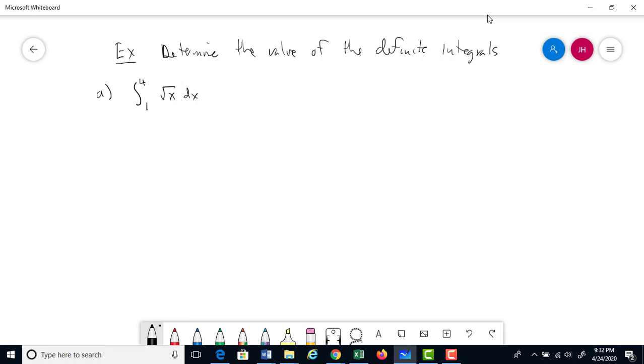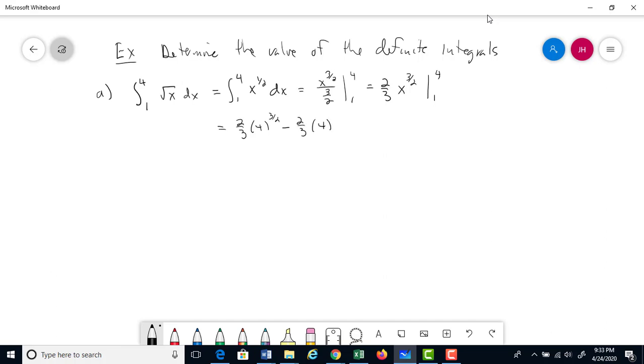All right, so this is the integral from 1 to 4 of x to the 1/2 dx. The reason I'm doing that is because I have to take its antiderivative. The antiderivative of x to the 1/2: you add 1 to that power, so it's going to be 3/2, divided by 3/2, so x to the 3/2 divided by 3/2, evaluated from 1 to 4. So this is 2/3 x to the 3/2 evaluated from 1 to 4. Plug in the top first: 2/3 times 4 to the 3/2 minus 2/3 times 1 to the 3/2.